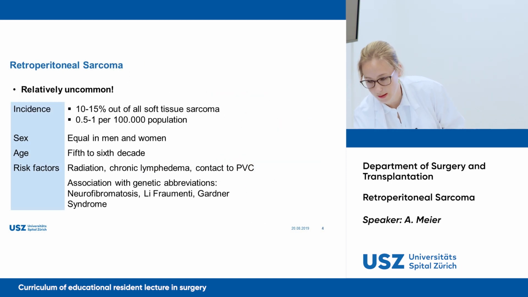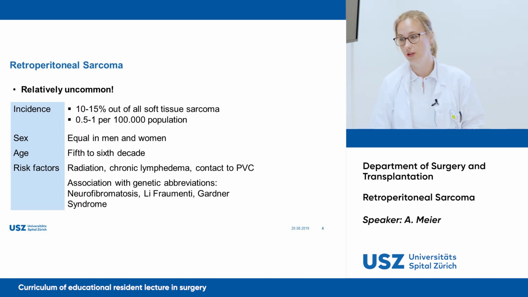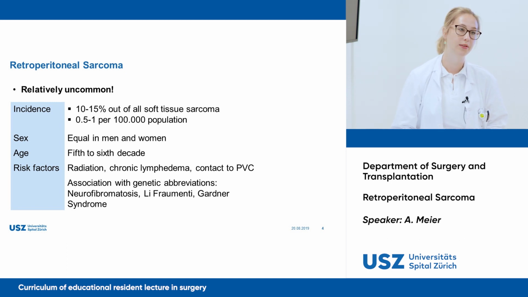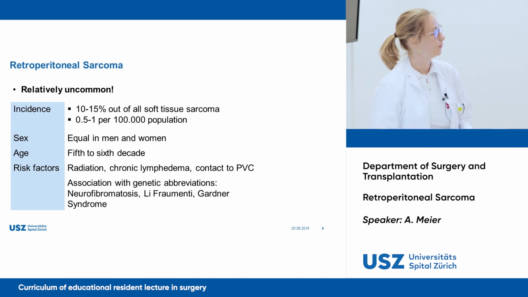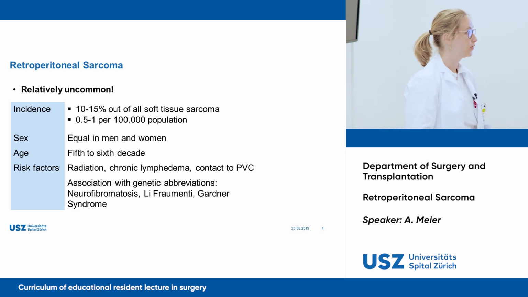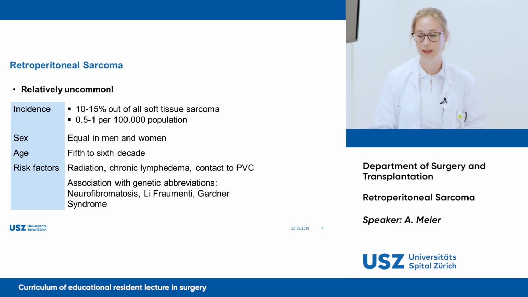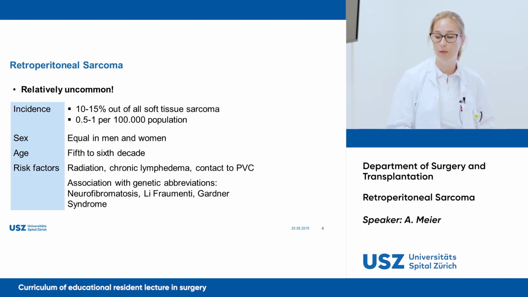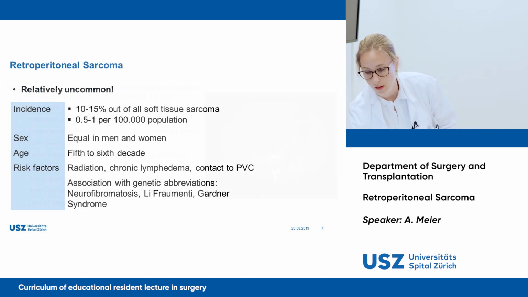Retroperitoneal sarcoma is relatively uncommon. It's about 10 to 15% of all soft tissue sarcomas, and about 1 person in 100,000 of the population develops a sarcoma. It's equal in men and women, and it occurs mostly in the 5th to 6th decade of age. There are some risk factors identified: radiation, chronic lymphedema, or contact with PVC, and it's sometimes associated with genetic syndromes like neurofibromatosis, Li-Fraumeni, Gardner syndrome, and others.